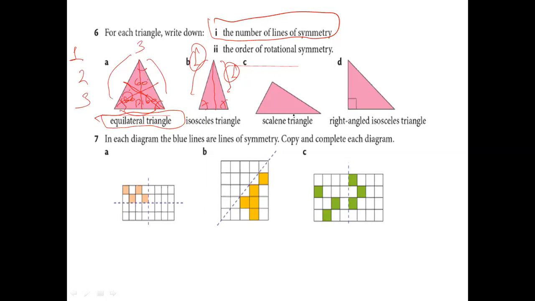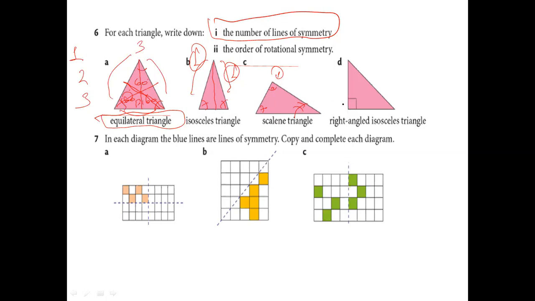And scalene triangle. Scalene triangle means the angles are not equal to each other. That's why it has got zero symmetry lines. And how many rotational symmetries itself? It's one. When you rotate 90 degrees, 180 degrees, 270 degrees, and 360 degrees, only itself, only one rotational symmetry.